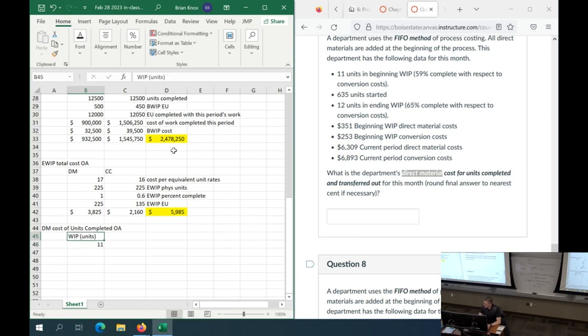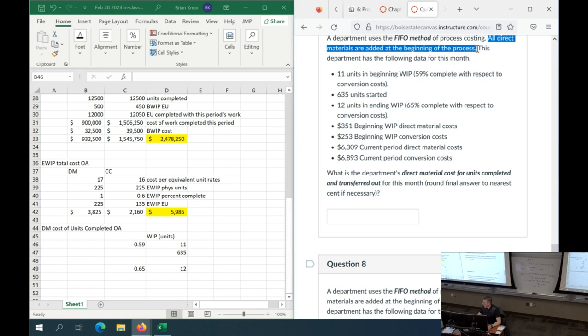We have 11 units. I'll move it over one though. And they're 59% complete with respect to conversion costs. This is 11 units in beginning work in process, 59% complete with respect to conversion costs. We have 635 units completed. We have 12 units in ending WIP, and they are 65% complete with respect to conversion costs. Okay, and then we know from this sentence here that all the direct materials are added at the beginning of the process. So all these 11 units and all these 12 units are 100% complete with respect to direct materials. So I'll put that there.